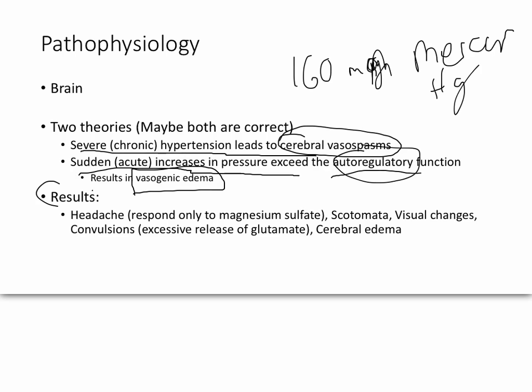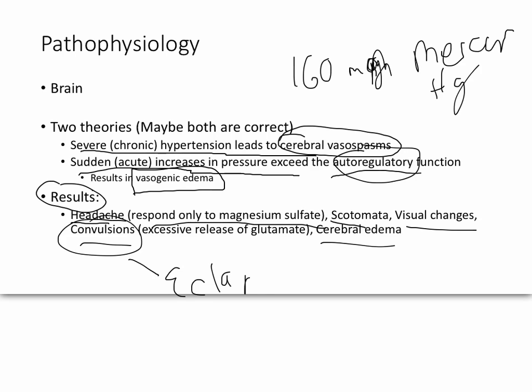What this results in is you can get a headache, and that headache will not respond to normal treatments like ibuprofen. However, it does respond to magnesium sulfate. You can get scotomata, visual changes, convulsions, and cerebral edema. Now remember, whenever you have convulsions, that is defined as eclampsia.